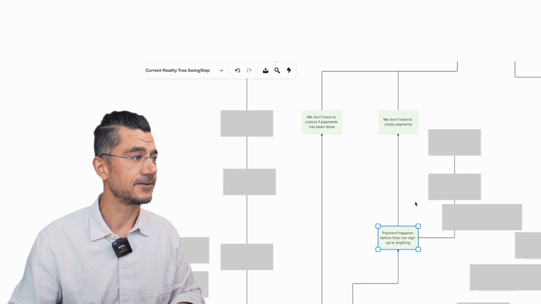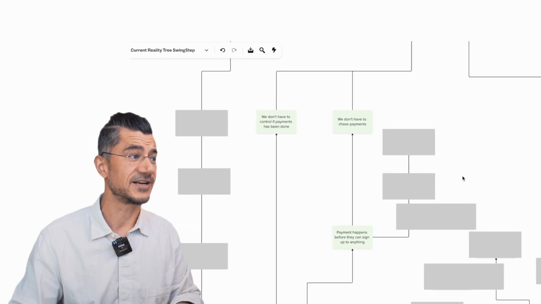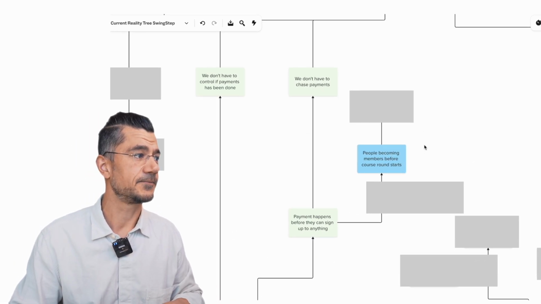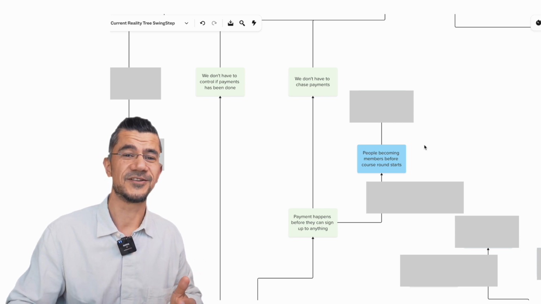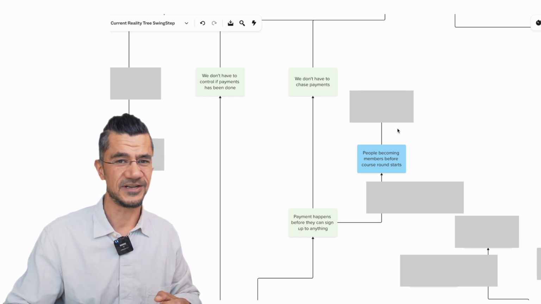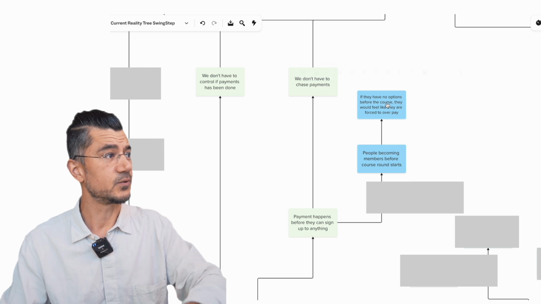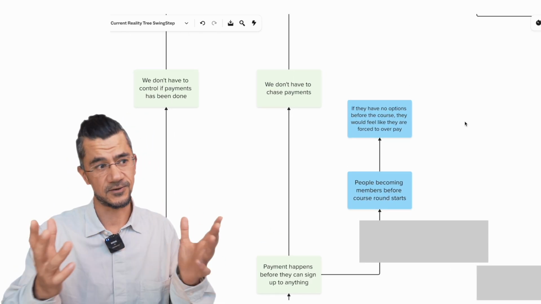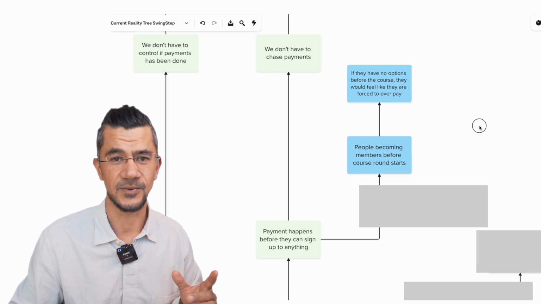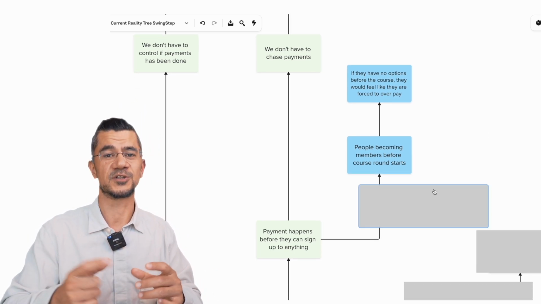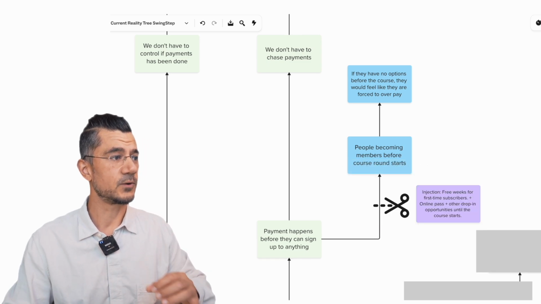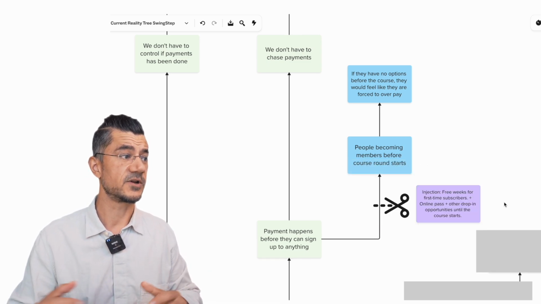But having payments happening before they can sign up to anything had a negative branch, where people had to become members before even starting a course, meaning signing up ahead of time, which of course meant they're paying for things they are not getting. That's obviously not going to go well with the community, to feel forced to pay for something they are not taking advantage of. So one way we trim this is to offer free weeks.